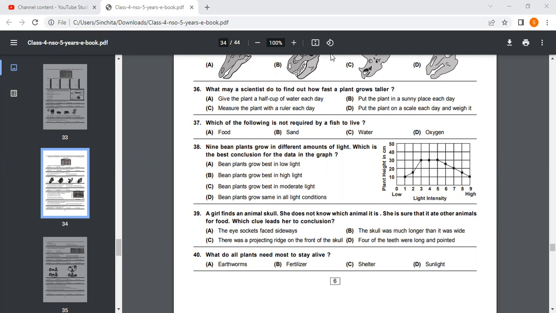Is it clear, Debangshu? Debangshu, is it clear? Tell me, yes or no? Yes, ma'am. Okay. So, which is the correct option, Debangshu? Ma'am, option A. Very good, excellent.